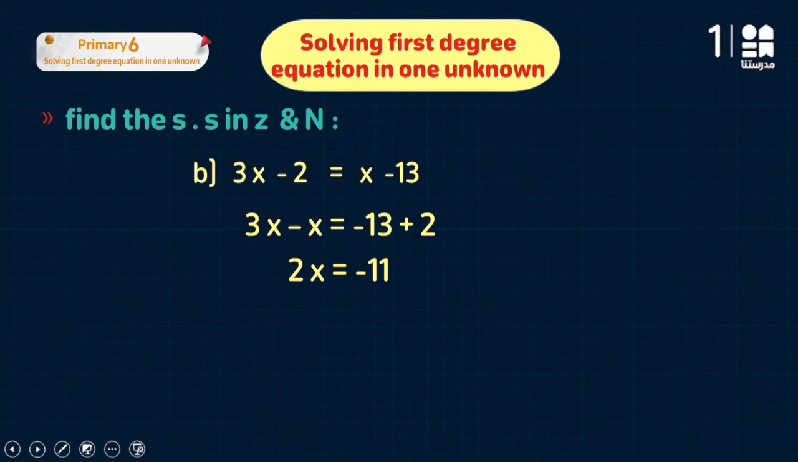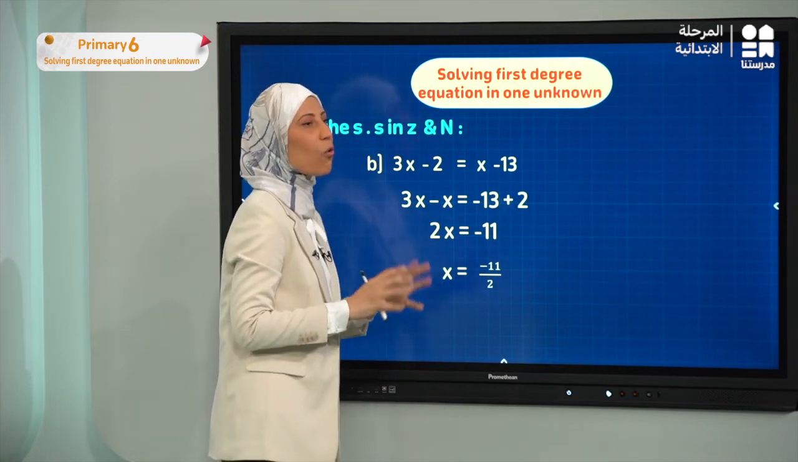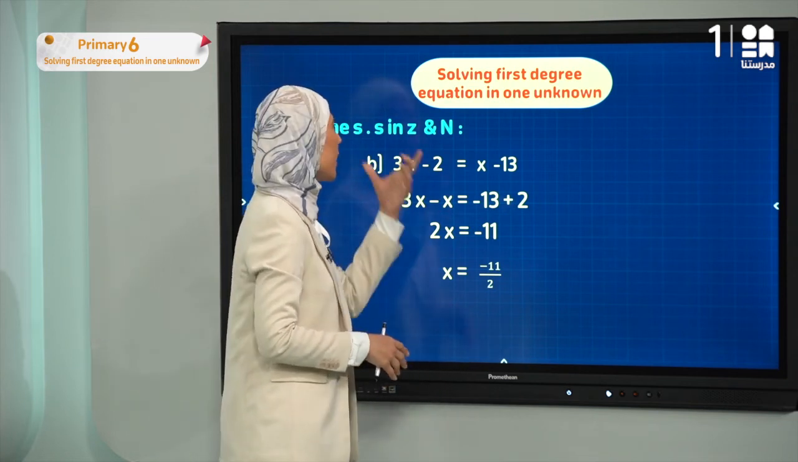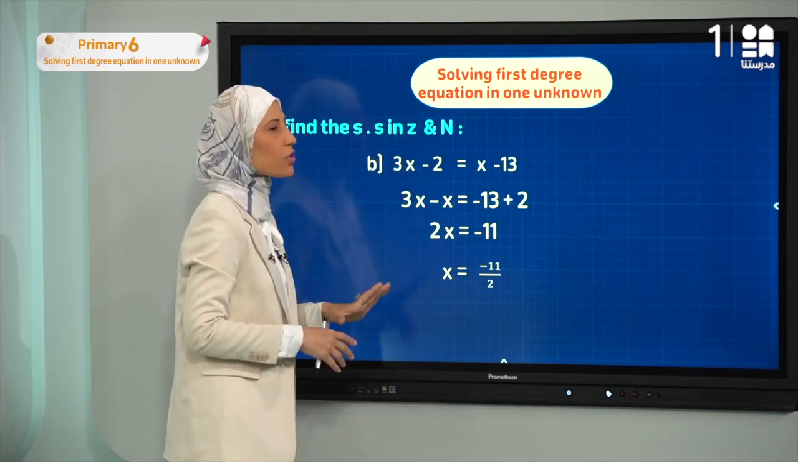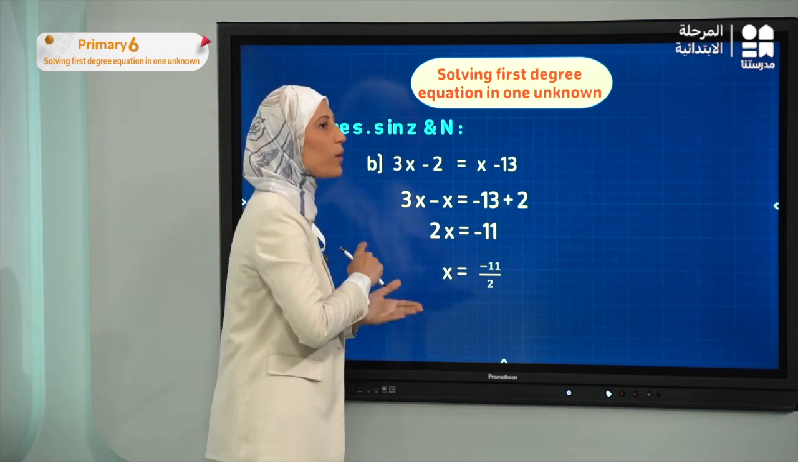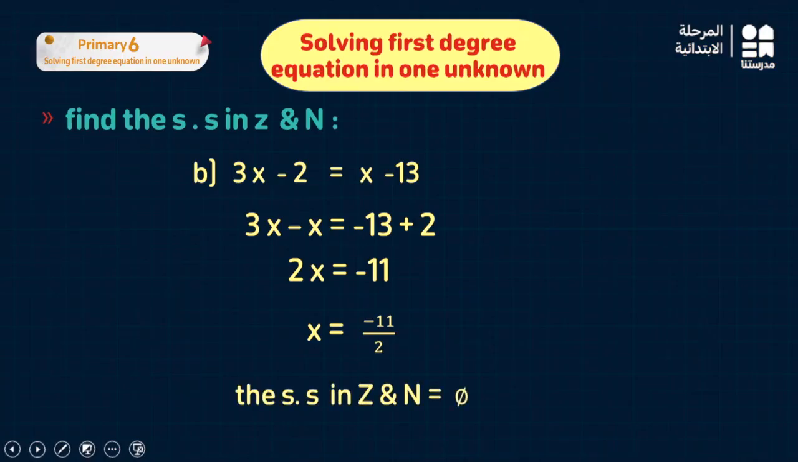If I want to find the value of x, listen, I have 2x. So I want to simplify the 2 by dividing by 2 on both sides. So x will be negative 11 divided by 2. Negative 11 divided by 2 gives me a fraction or a decimal number. Do I have a fraction or decimal number in my solution set in Z or N? Of course not. Z and N do not include any fraction or decimal number, so it will be 5 in both sets, in Z and in N. So my solution set will be 5.